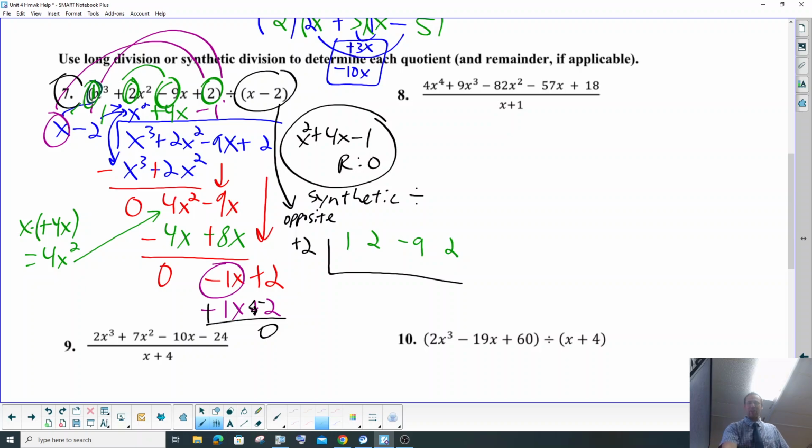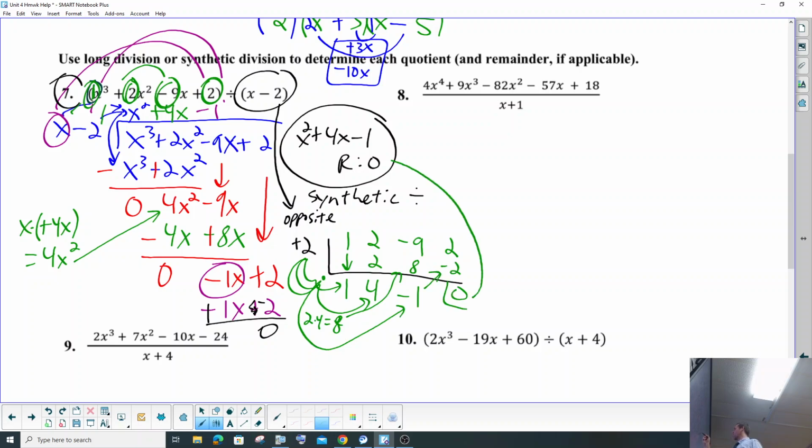Here's synthetic division. Watch how easy this is. You take the first number and you bring it down, and then you multiply. 2 times 1 is 2. And then we add them together, and 2 and 2 is 4. And then 2 times 4 is 8. We write the 8 right there. And then negative 9 and 8, just add them together. Negative 9 and 8 is negative 1. And then positive 2 times negative 1 is negative 2. We got a remainder of 0, which is no remainder.